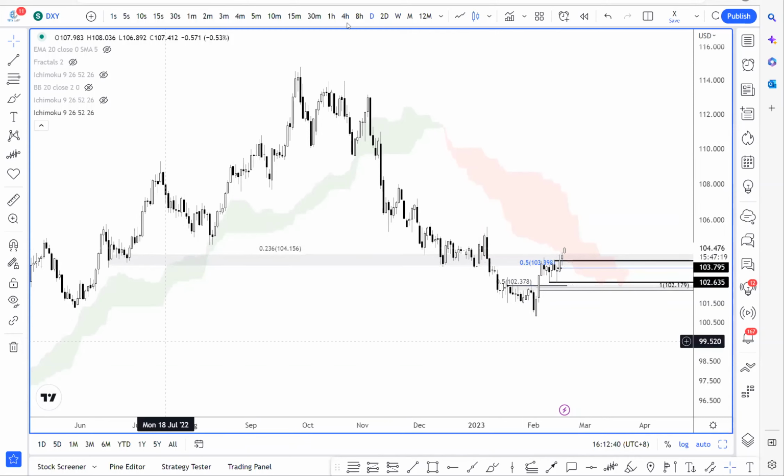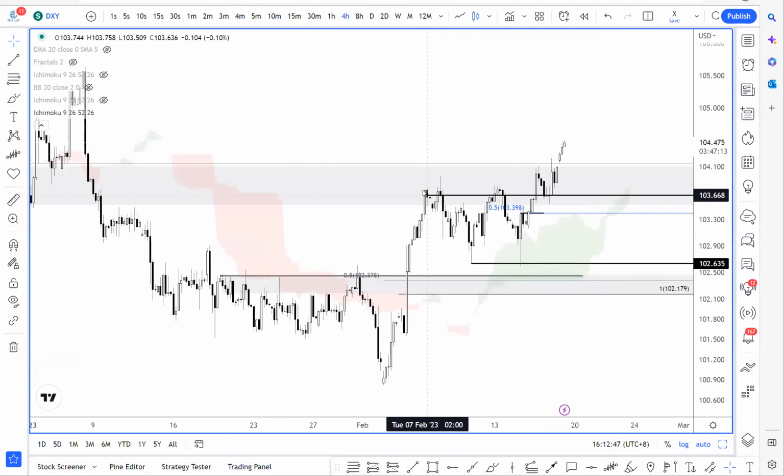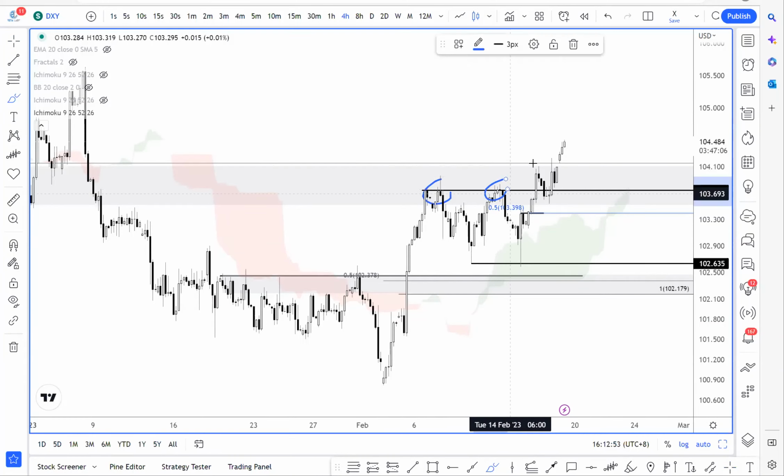If I were to just remove this area here, you can see on the 4 hours, this was the previous resistance. If I were to extend this across twice, what happened is that price tested this area. You can see it tested both as a resistance, broke above it, retested as a support, and right now it's continuing to the upside.